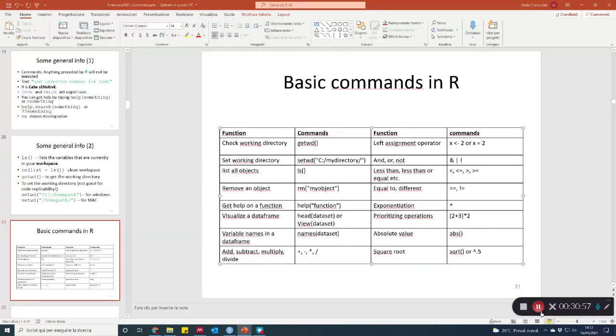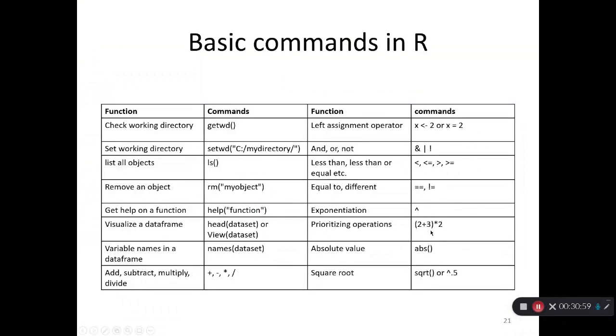You can prioritize operations using the parentheses. For example, 2 plus 3 multiplied by 2. If you put 2 plus 3 in parentheses, well, you have 5 multiplied by 2, 10. If you don't put the parentheses, you have 3 multiplied by 2, which is 6, to which you add 2, so you get 8.